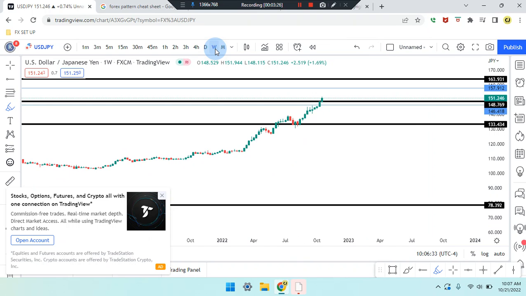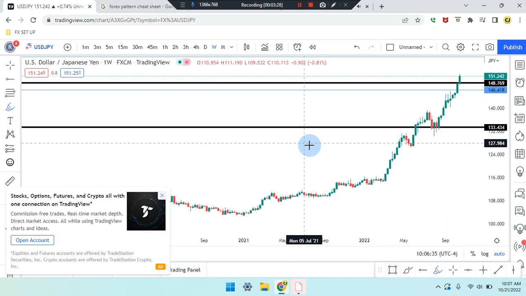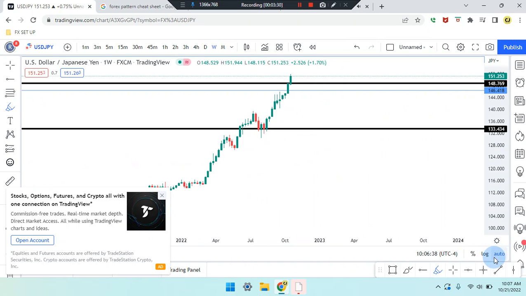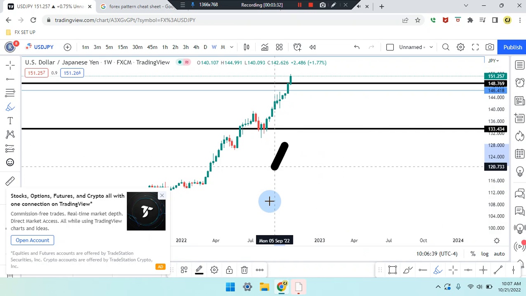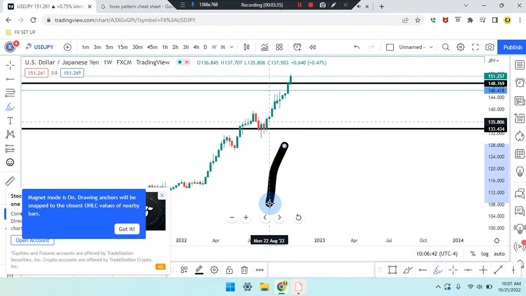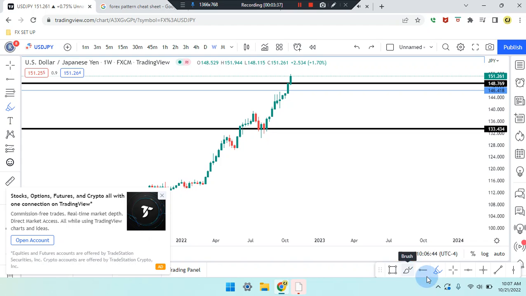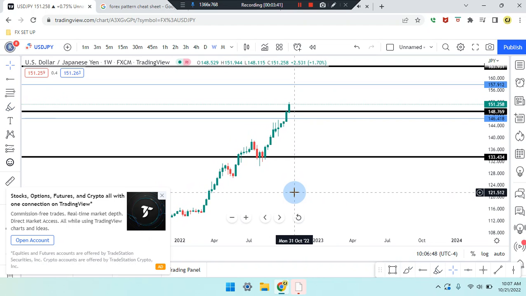Working our way to the weekly time frame. Price action on the weekly time frame is identifying a bullish green candle. We do see that break of the market from the previous side, from the SR line.